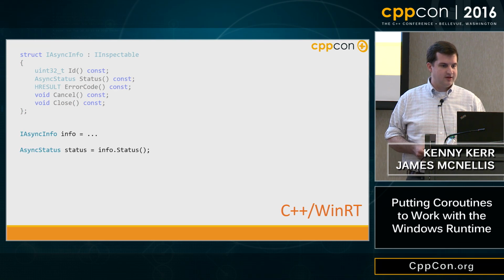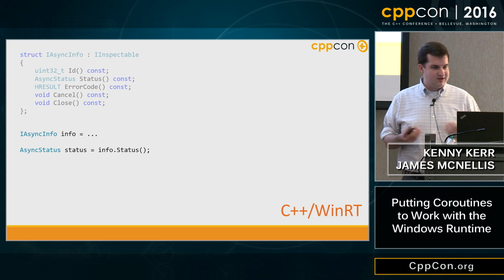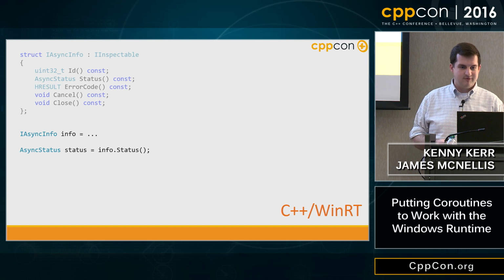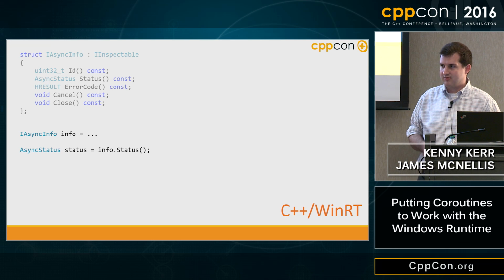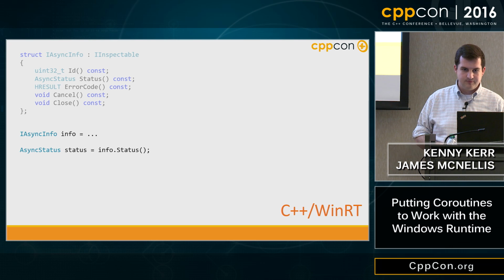That's, I think, the fundamental thing there. Here's an example of using this. So if you get an async info, there's no pointer involved. You just get the object. You can call status on it, and then when the async info object goes out of scope, it'll automatically take care of the reference counting and the release.